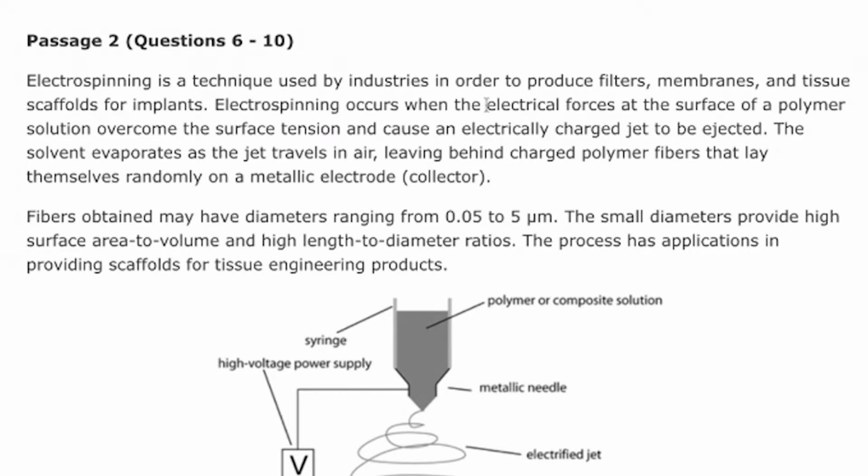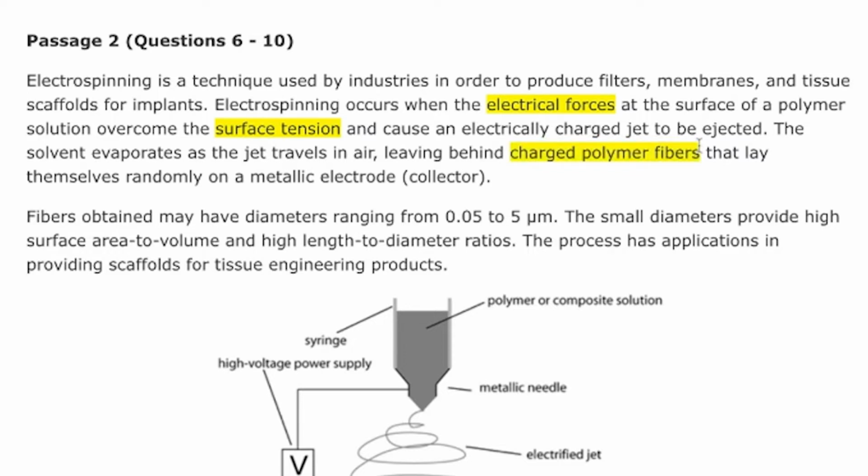Where are we looking at? Electrospinning occurs when the electric forces. Second sentence. Then surface tension. And then I'd probably just highlight what does this process end up in? Like, why do we care? We end up with charged polymer fibers. I'd probably leave it at that.